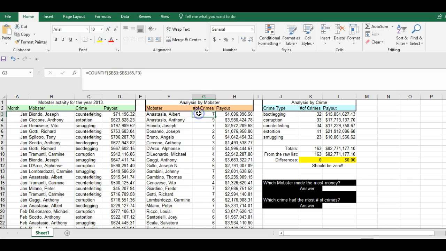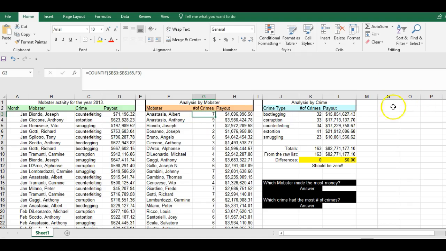So what it's telling us, it says count B3 to B165 if it, basically that means if it equals Anastasia, or Albert Anastasia. So he committed 7 crimes. But the problem is we're going to have to make every one of these an absolute reference so that every one of these will start counting at B3.